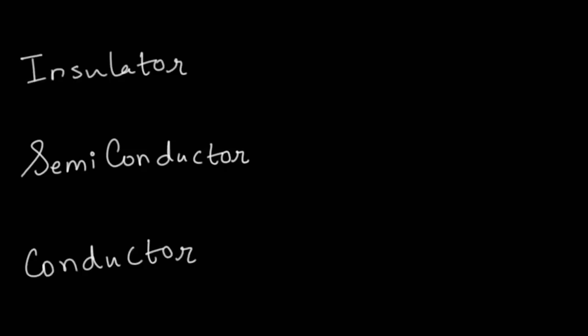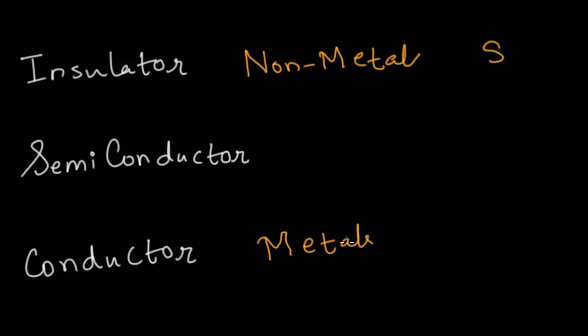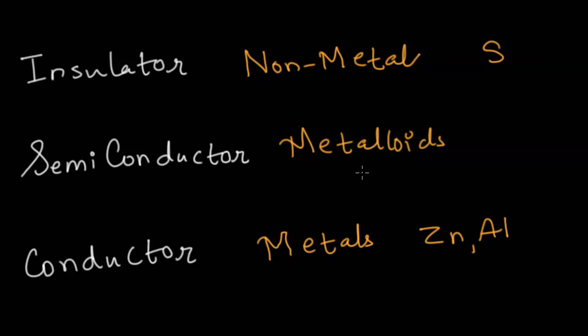Today we're going to talk about semiconductors. A semiconductor has a property between an insulator and a conductor. Let's see what an insulator is. Insulators are non-metals. They do not conduct electricity, for example sulfur, whereas conductors are generally metals, for example zinc and aluminium. They conduct electricity. Semiconductors are metalloids. They conduct electricity, but the value of electricity conducted is less than a conductor, for example silicon and germanium.